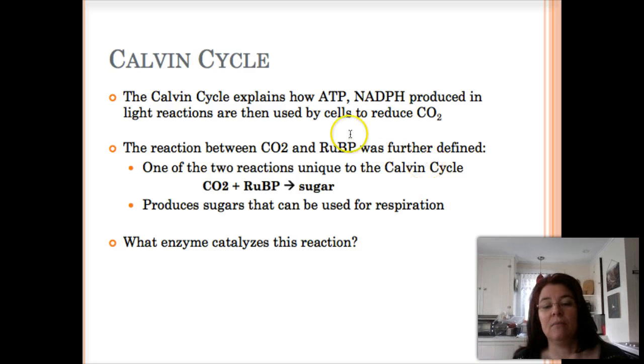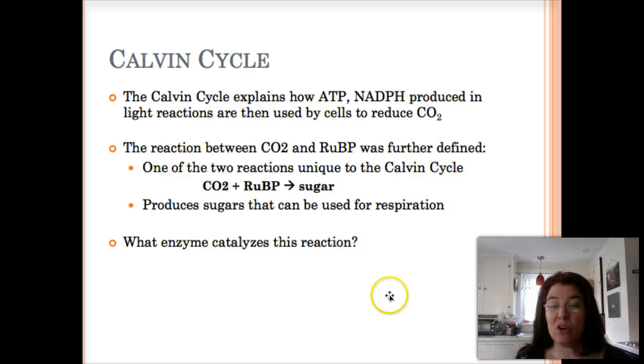One of the lingering questions that came out of the early work by Calvin was the question about this reaction between carbon dioxide and RUBP. It turns out that adding carbon dioxide to this unusual 5-carbon molecule in order to ultimately create some carbohydrate is one of the 2 reactions that's unique to the Calvin cycle. In other words, we don't see this occurring anywhere else.